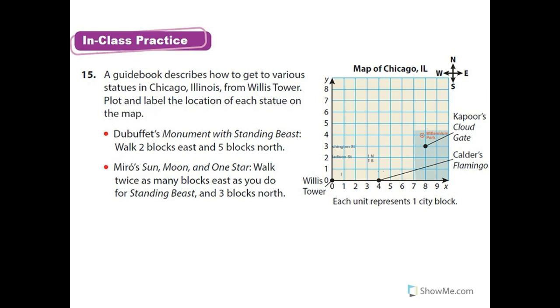Alright, here's what Double Face would be. We go 2 blocks east, 5 blocks north. So it's going to be right here. And then our other one, Miros, we're going to walk twice as many blocks east. So we're going to go how many? 4? And then 3 blocks north. 1, 2, 3. And there's Miros. Alrighty.